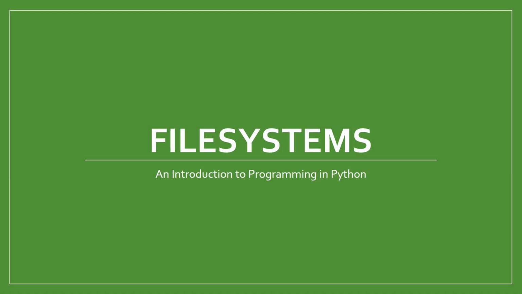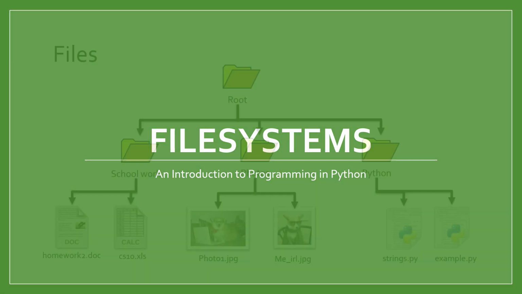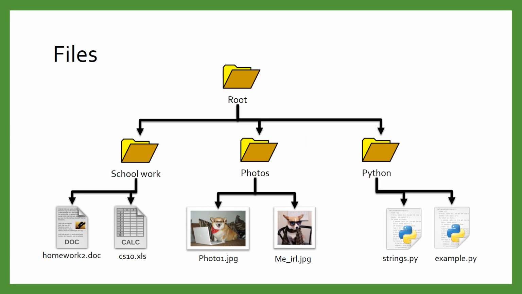Let's learn about file systems. Your computer is equipped with a file system that lets you save and load files. A file is simply a sequence of data, not unlike a string. You create files all the time: text documents, pictures, music, Python files, and so on. These files are organized by your file system.